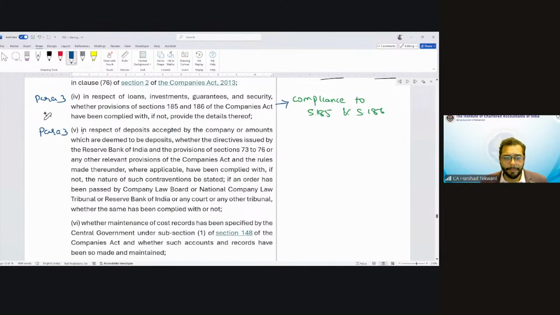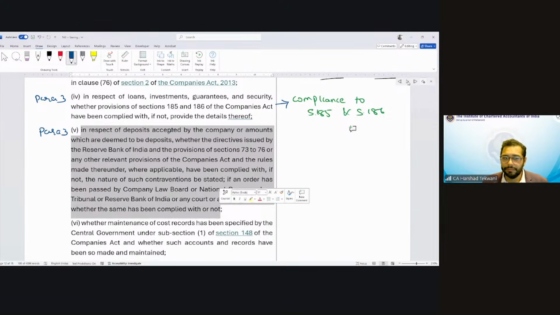Then 3.5. Let's see what 3.5 says. I hope the sound is audible, no? Yes, sir. Sound is audible, sir. Okay. Let's see what 3.5 says.